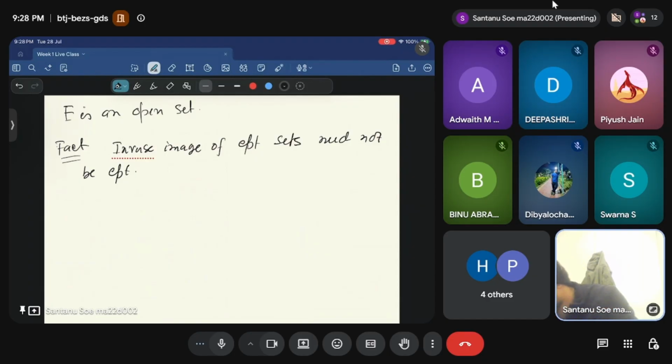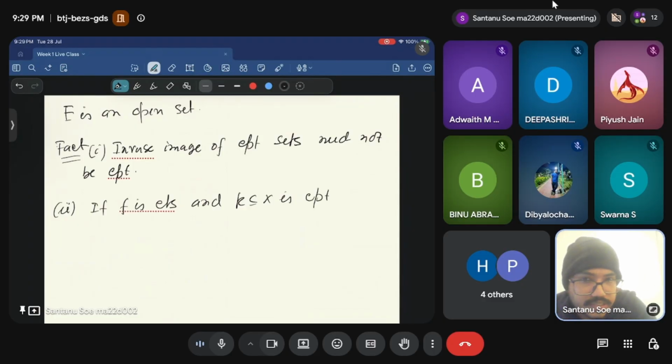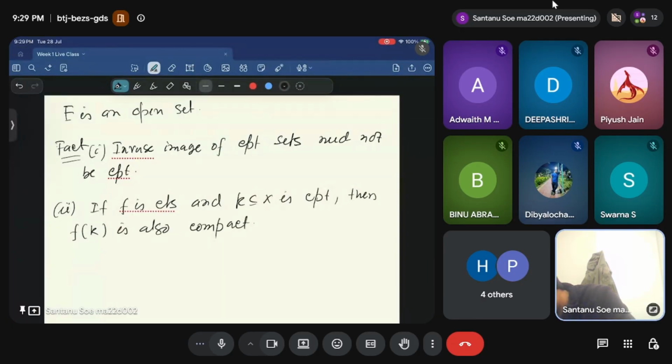Okay, so another fact is: if f is continuous and K subset of X is compact, where CPT shortly stands for compact set, then f of K is also compact. And here f can be any function. It need not be from X to R, it can be between any two metric spaces (X, d) and (Y, d prime).